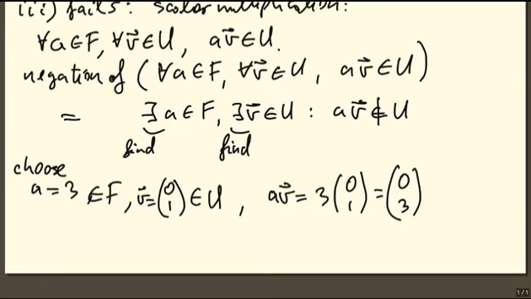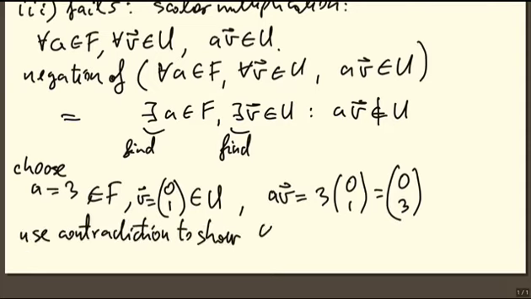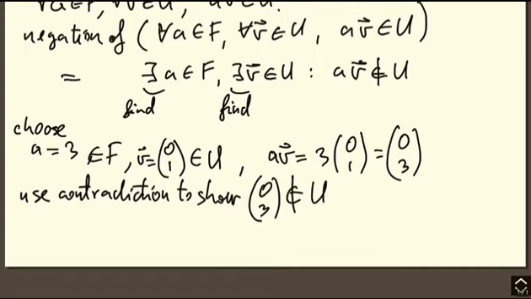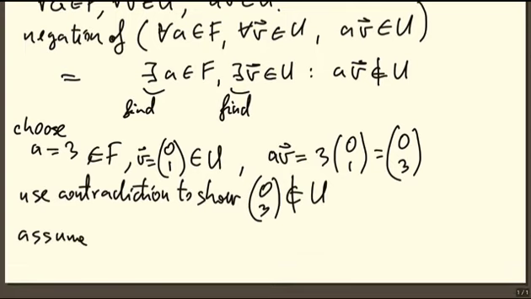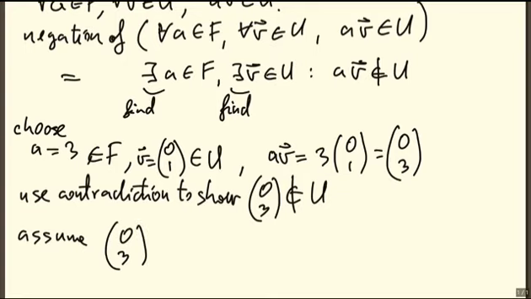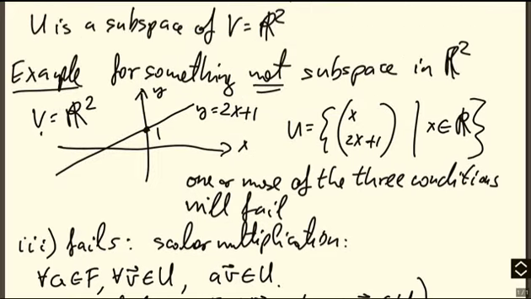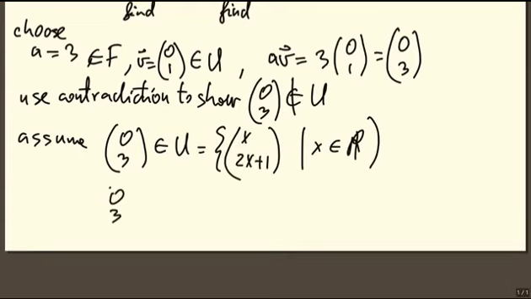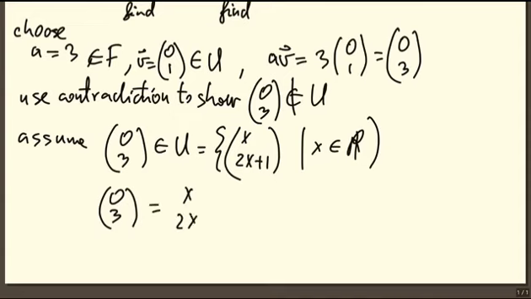To show that this is not in the set U, we can use proof by contradiction, to show 0, 3 is not in U. So assume that 0, 3 is in U. Again, U was the set of these points on the line with coordinates x, 2x plus 1. So that means that 0, 3 has the form x, 2x plus 1 for some x.